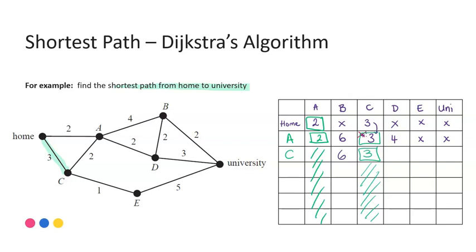D, C to D, again, no direct path, but there's already a pre-existing pathway to get there in 4 units. C to E, there is a direct connection, and so that is 1 plus the 3 already travelled, so 4 total units. And finally, there is no direct connection from C to the university and no pre-existing path, so again, we mark that with an X.